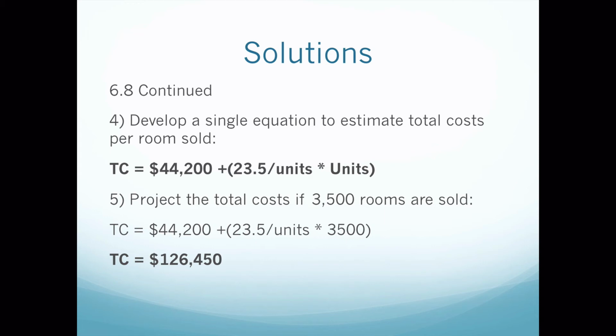Problem 4 is to develop a single equation to estimate our costs. If we take our total fixed cost of $44,200 and our variable cost of $23.50 per unit, we plug it into that total cost equals fixed cost plus variable cost per unit times units formula, and this is what we get. And then for part 5, they ask us to project our total cost when we sell 3,500 rooms.